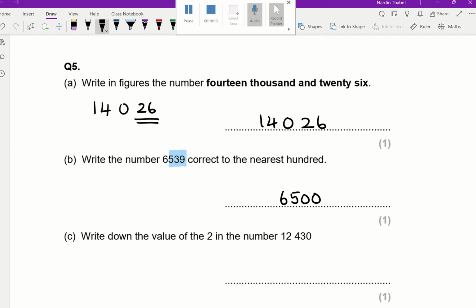Write down the value of the number 2 in the number 12,430. So the 2, let's look. This is a unit. This is a 10. This is 100. And this is 1,000. So you get the mark if you write 1,000. If you write it in words, 1,000. Or even if you write 2,000. Any of these would get you your 1 mark.